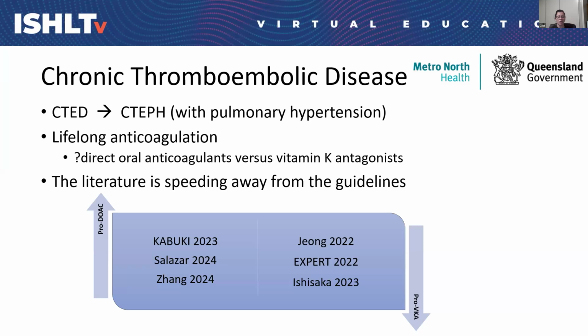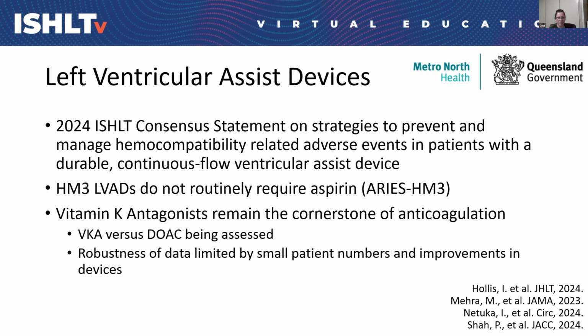However, very soon after this, the Kabuki trial in 2023 demonstrated non-inferiority of edoxaban compared to warfarin in CTEPH patients post-reperfusion in terms of pulmonary vascular resistance and arterial pressures, symptomatic venous thromboembolism, and clinically relevant bleeding. A systematic review and meta-analysis by Salazar in 2024 demonstrated similar rates of all-cause mortality and VTE recurrence, with non-significant reductions in bleeding when direct oral anticoagulants were compared to warfarin in the CTEPH population. And this was supported by another meta-analysis by Zhang later in 2024. So watch this space is all I can offer.